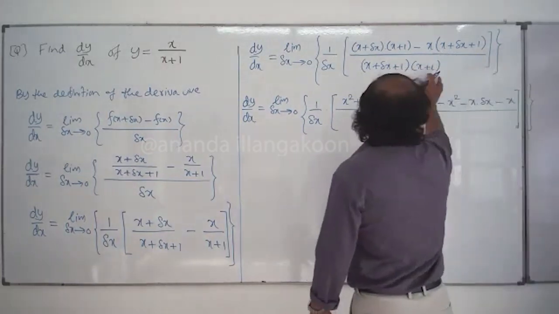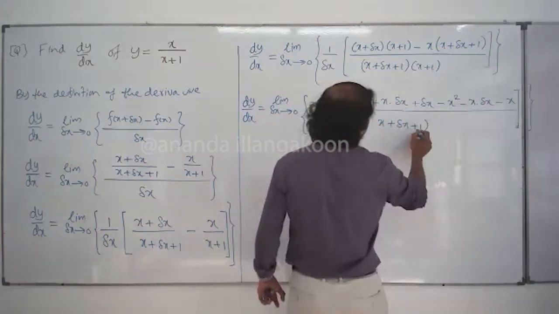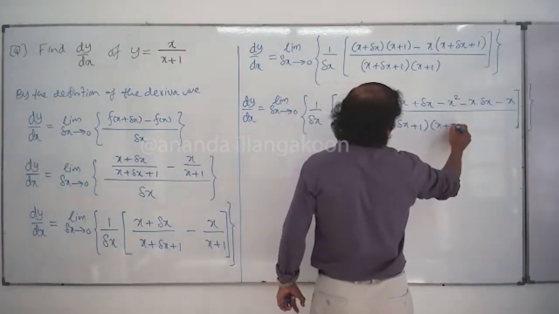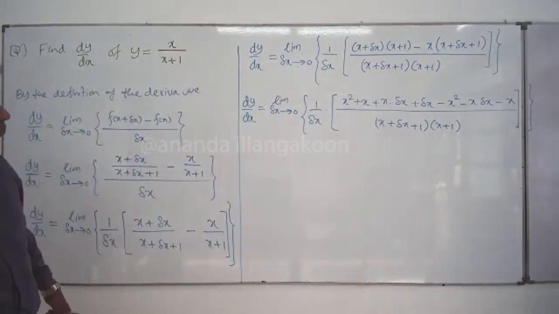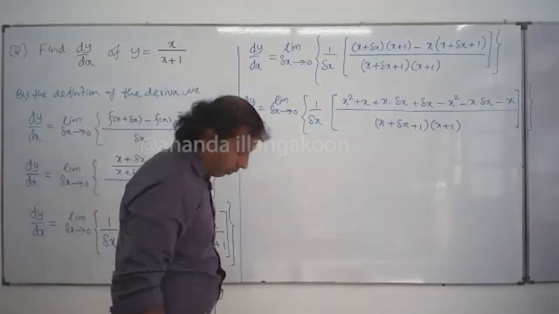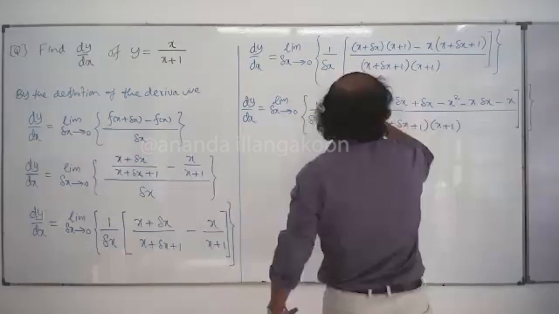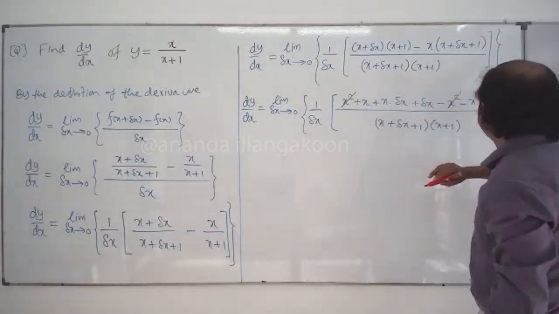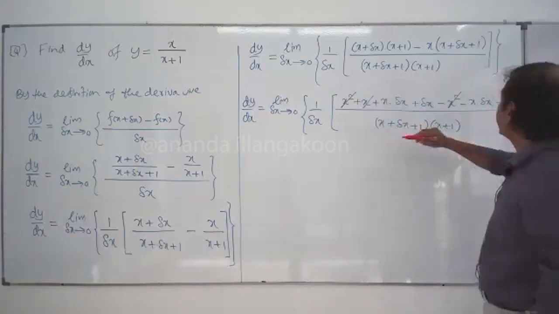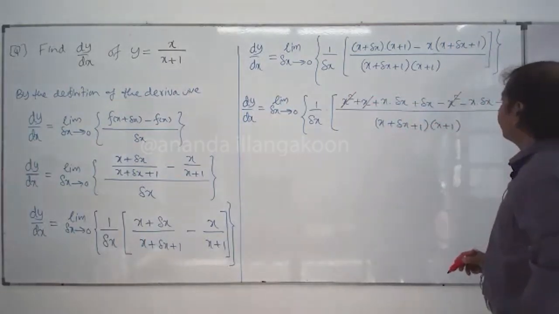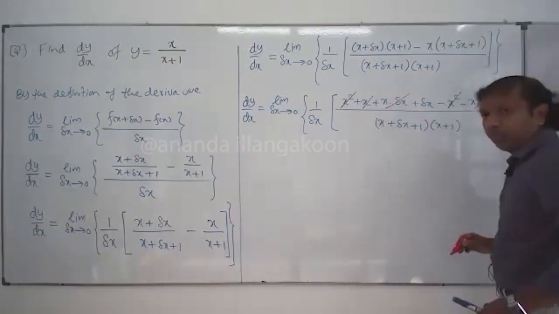Divided by this. Don't expand this one, people. Keep that like that: x plus delta x plus 1, x plus 1. Don't remove the bracket to the denominator. Now simplify this. Right. Now this x squared and this minus x squared you can cancel down. People, this plus 6 and minus 6 you can cancel down. This x into delta x and this minus x into delta x also we can cancel down.